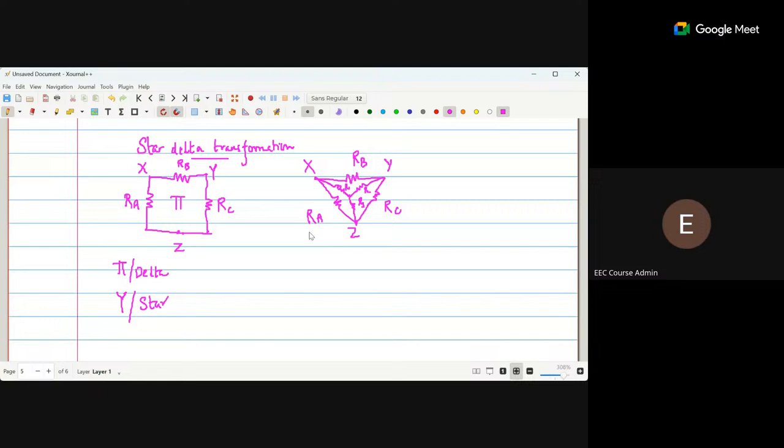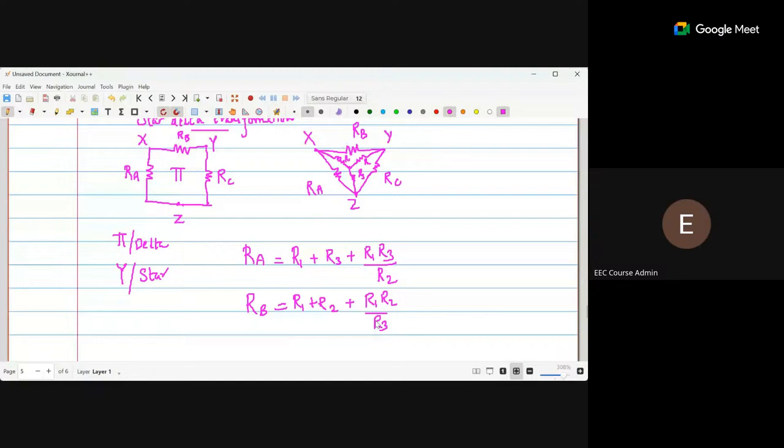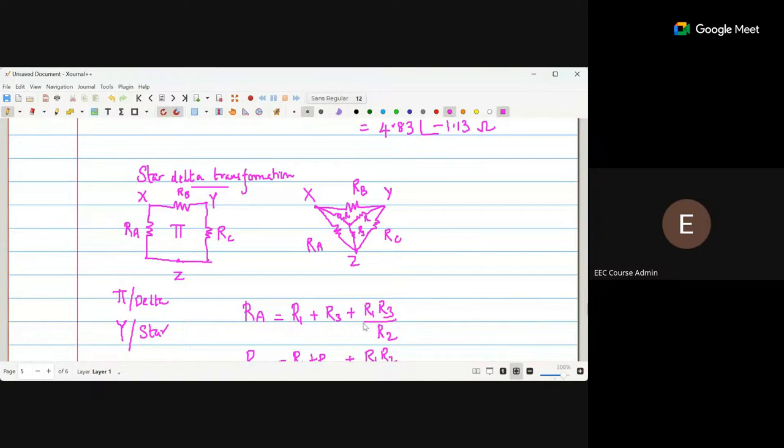So the interconversions is, you have RA as R1 plus R3 plus R1 R3 by R2. Similarly, RB is R1 plus R2 plus R1 R2 by R3. We know R1, R2 and R3, from which we are trying to calculate RA, RB, RC. So it is the case of star to delta conversion.